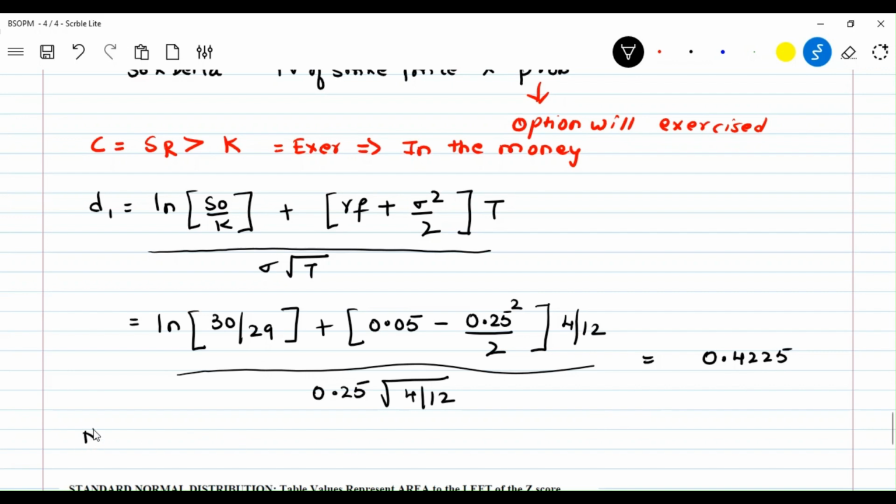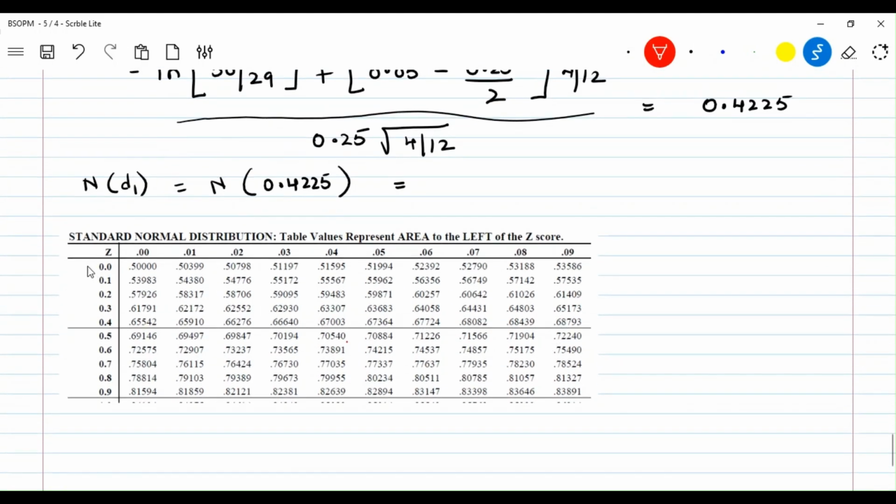I have to calculate ND1, which means I have to calculate the cumulative distribution function for this value, 0.4225. How do we look for this? We will look for this value from the table. I've already pasted the table down, so we can see 0.4 for 2. 0.4 is this row, and under the 2 column is this. So our value is 0.66276. So we already got the value of ND1.